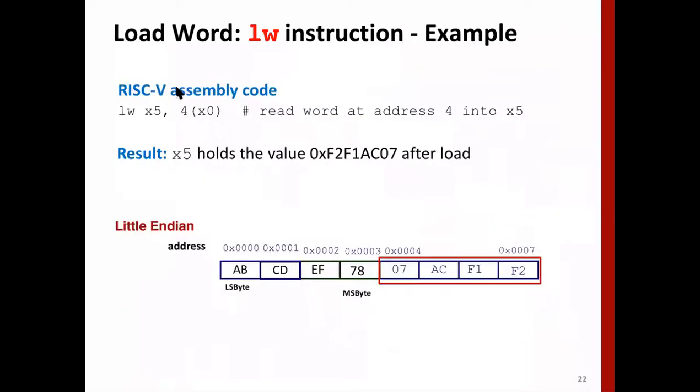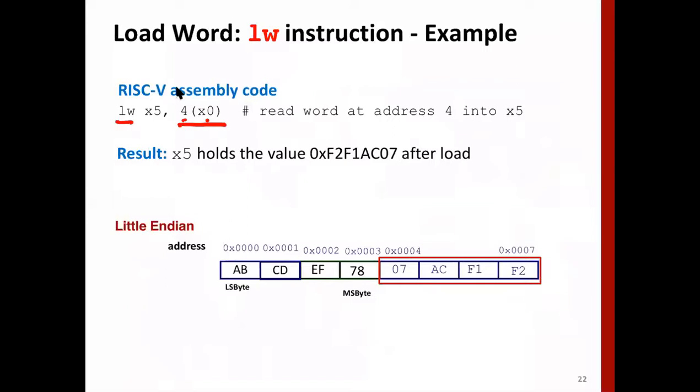All right, so let's look at this example. It will become clear once we go through a couple of examples. We are doing load word, getting a word from the location given by the contents of register X0, which is the base register. It will give the base value or base address, and add to that offset 4.